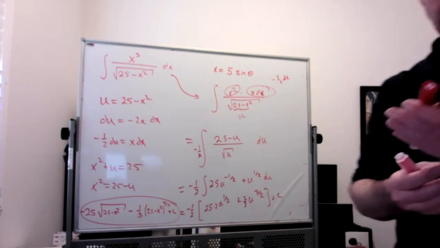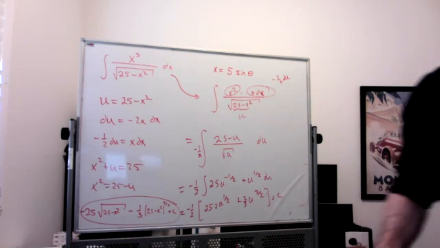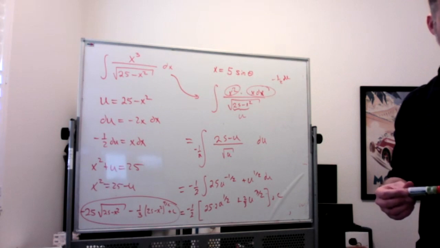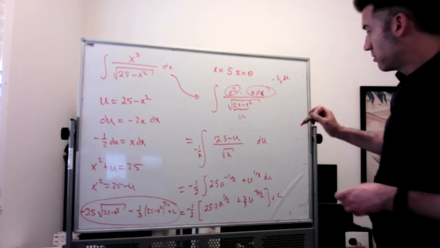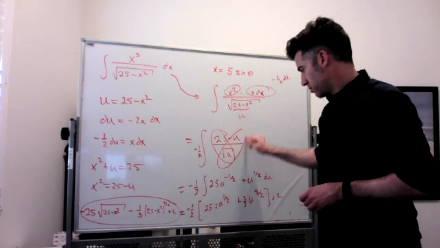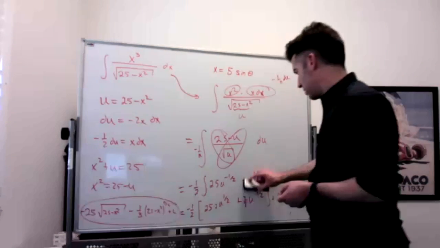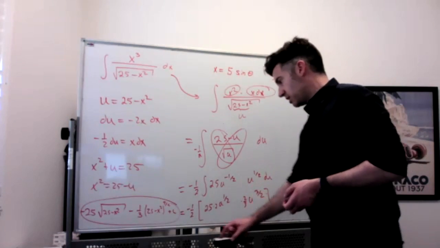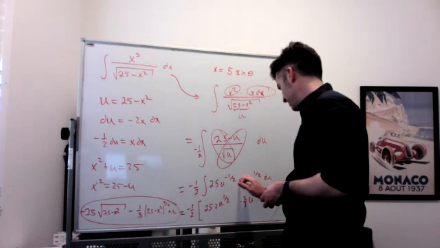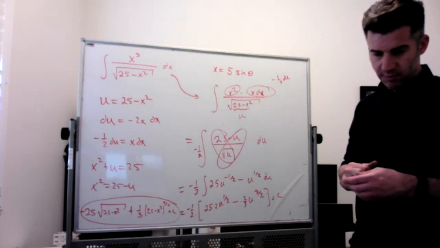James, yeah. For how did we go from 25 minus u to 25u to the power of -1/2 plus? Oh, sorry, to be minus. Yeah, that plus was like throwing me. Sorry, that's a minus. So I made a mistake. There we go. That's better.